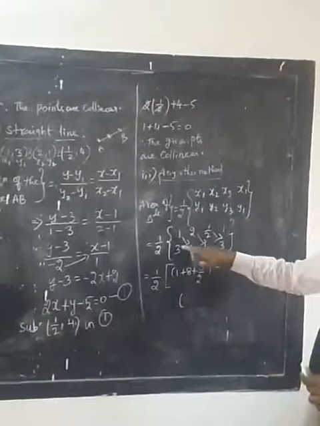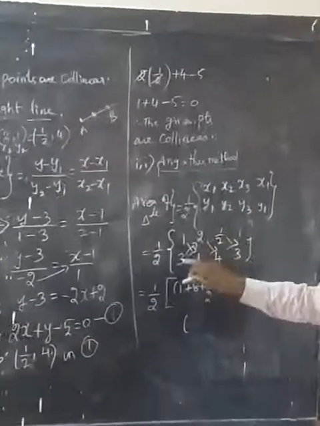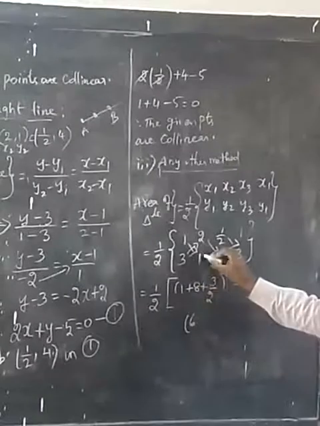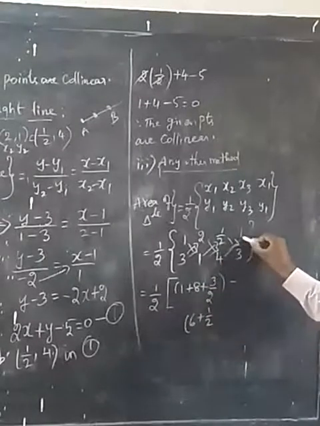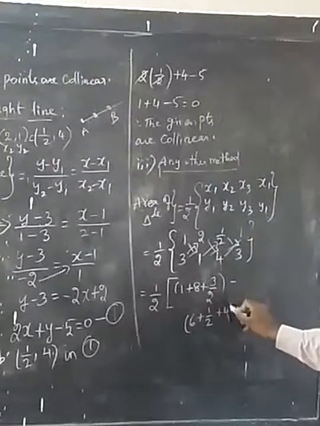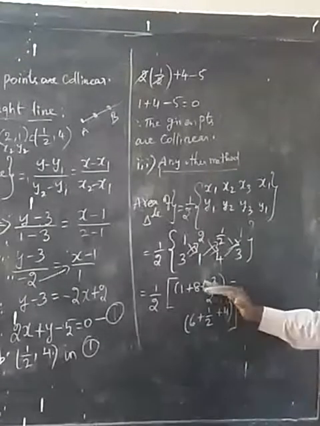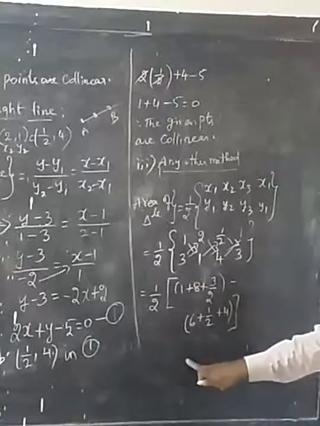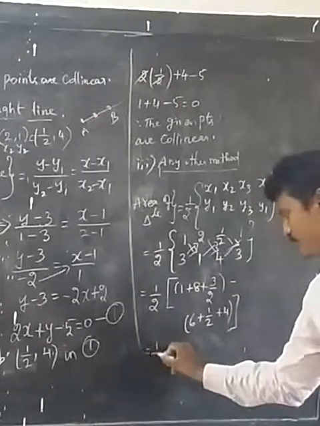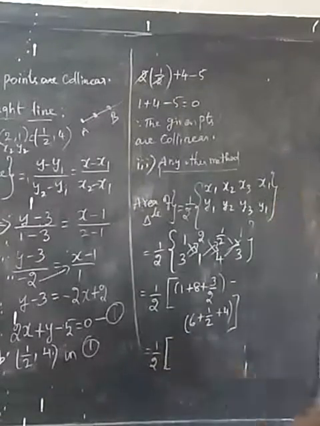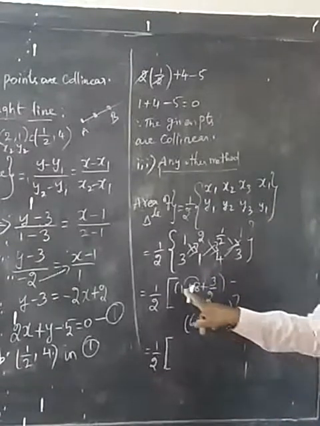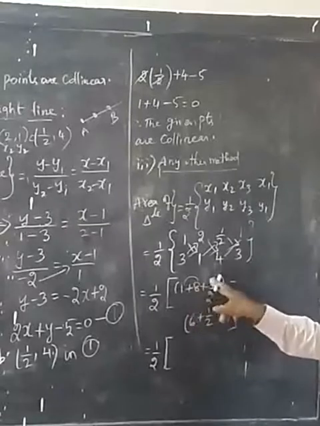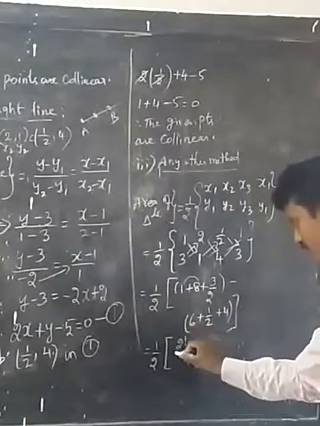Now I will write the upward multiplication here. 3 2s are 6. 1 into 1 by 2, plus 1 by 2. 4 into 1, plus 4. We will try to simplify this. This is equal to 1 by 2 into, what is 8 plus 1? 9. Just cross multiply. 2 into 9, 18, 18 plus 3, 21 by 2.